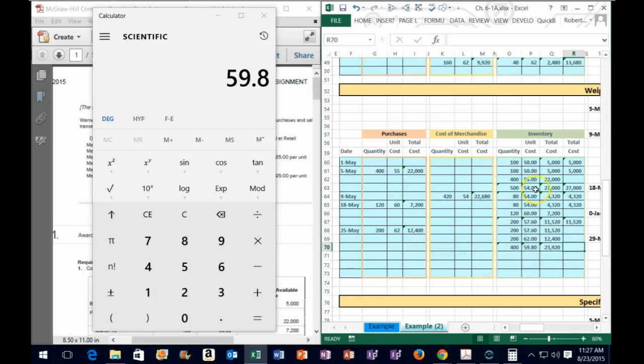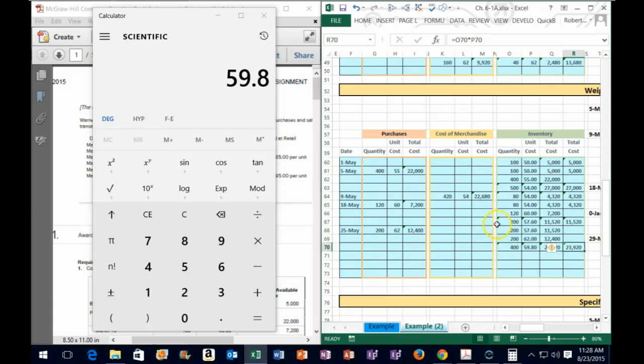Again, the exact costs were 50, 55, 54, 60, 55, 60, 62, and 50. And we're coming up with about, at this point, 59.80 equals 400 times 59.80. Remember, these are just assumptions that we are using, estimates.